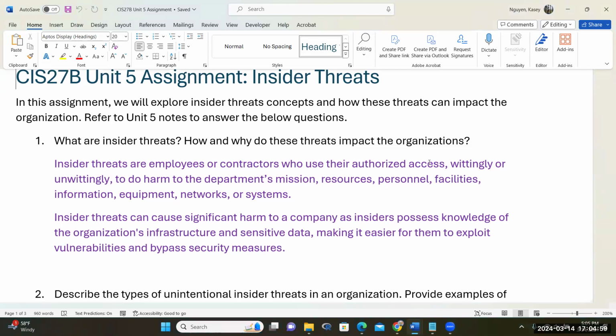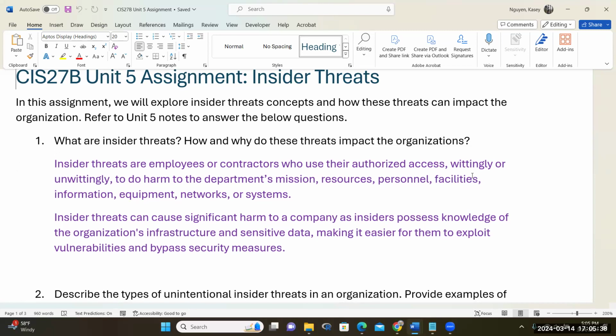It's harder for us to track or detect these types of threats because usually they are very knowledgeable about the organization, as they are employees or partners with the company. They have access or privilege to the sensitive data, possibly because of their position. And that makes it easier for them to access sensitive data. And so, exploiting the vulnerability and bypassing security measures might be easier.